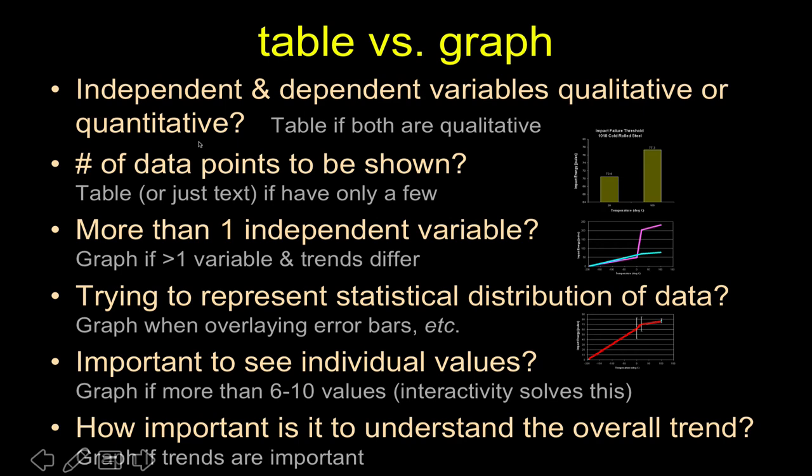If we want to represent statistical distribution of data, generally a graphical display is going to be better. So in the case of this figure right here, here's my line, boop, boop, boop, boop. Then I have these error bars up here, a lot easier to see and interpret. A lot easier to see and interpret if it's a graphic rather than in tabular form. Once we get up to a bunch of different values, generally speaking, a graph is going to be better than a table.